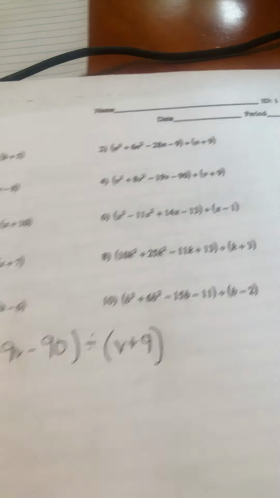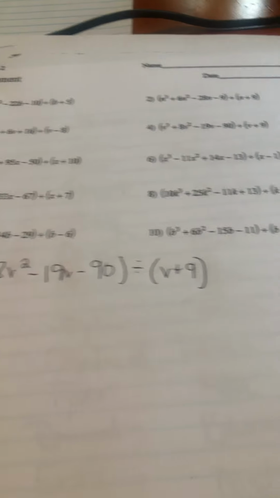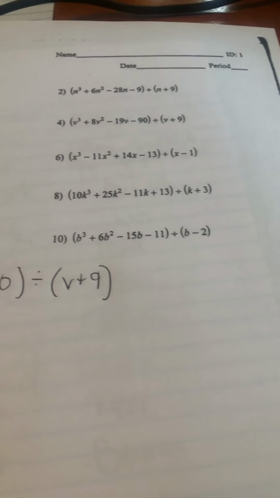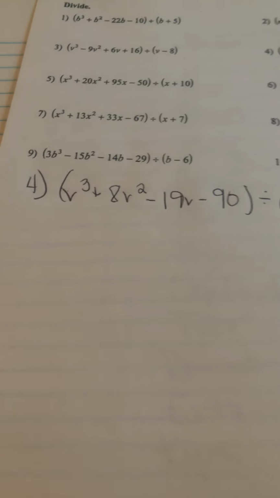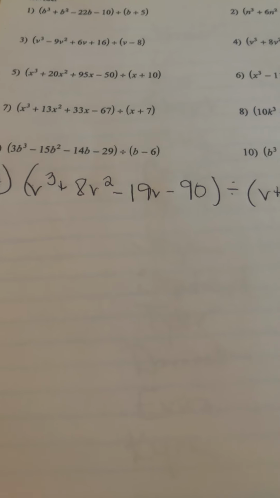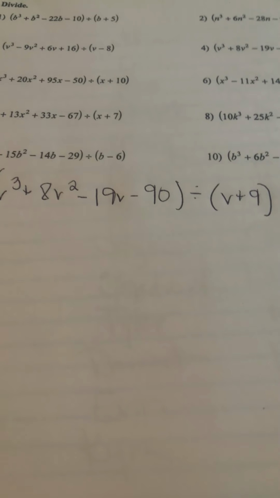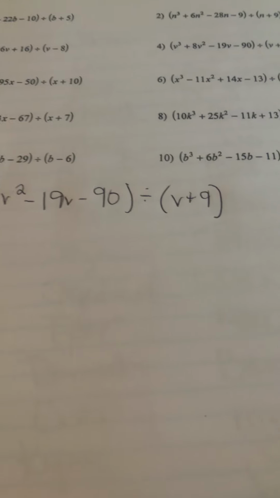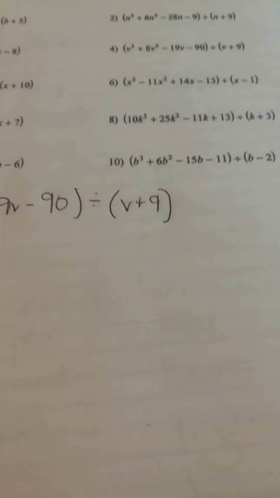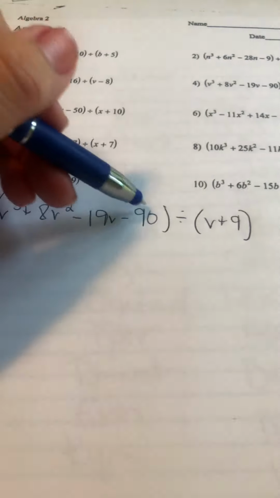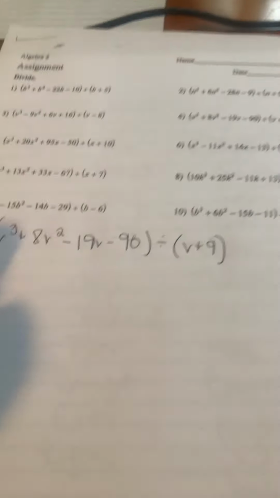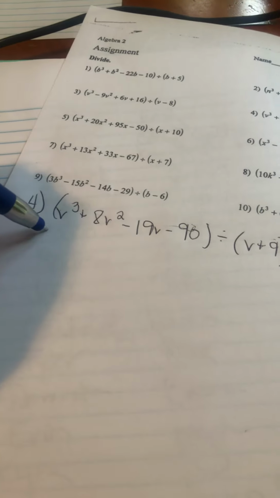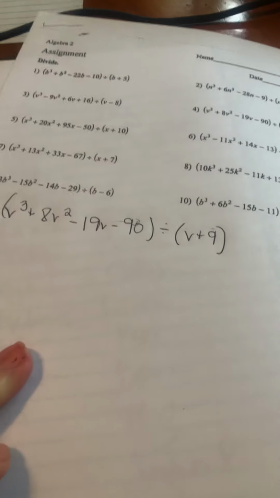Okay, so I'm going to review your homework problems numbers 4 through 10. What I've done here is put down number 4, which was v cubed plus 8v squared minus 19v minus 90 divided by v plus 9. So this right here is our dividend, and this right here is our divisor. We are going to get our solution by using synthetic division.